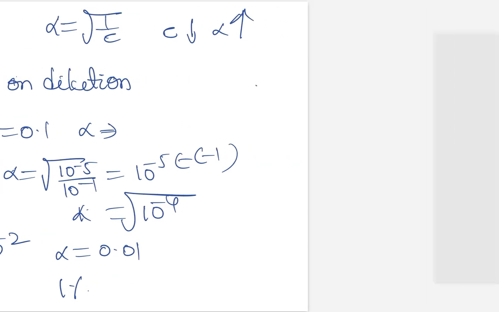So for example, C is equal to 0.1 and Ka is equal to 10 to the power of 8. What is the alpha? Comment your answer below.